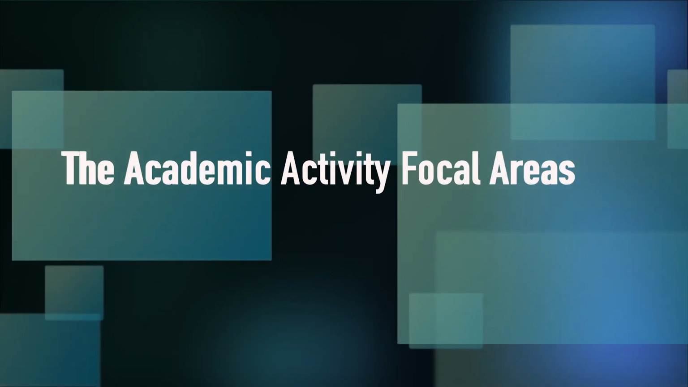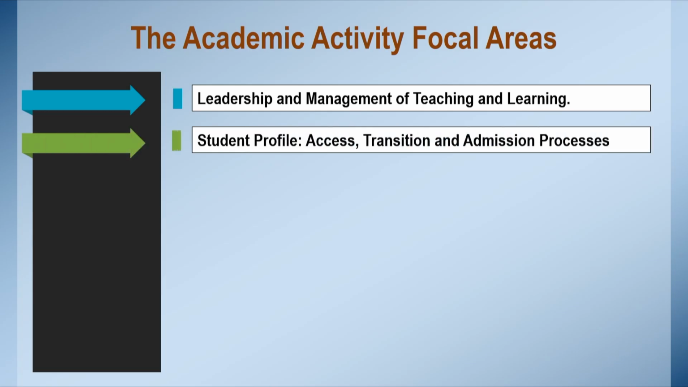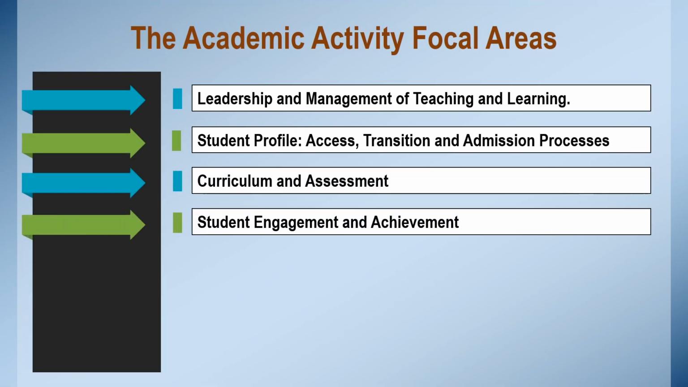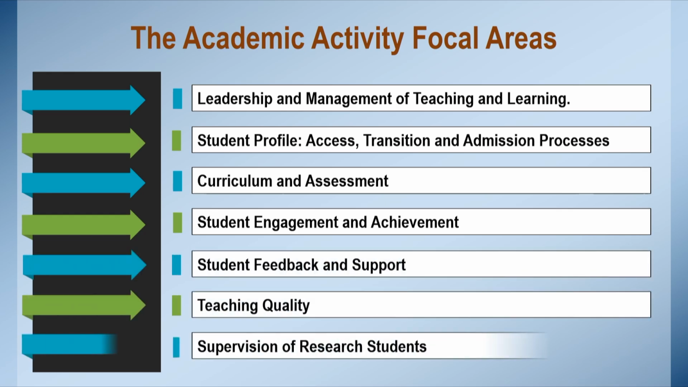And today in the presentation we shall be discussing mainly 7 broad focal areas which cover broad areas of any academic institution, its performance, its stakeholders, and accordingly its implementation for making it to be ranked as a good institution. These 7 academic audit areas are leadership and management of teaching and learning, student profile, which comprises access, transition and admission processes, curriculum and assessment, student engagement and achievement, student feedback and support, teaching quality, and supervision of the students.